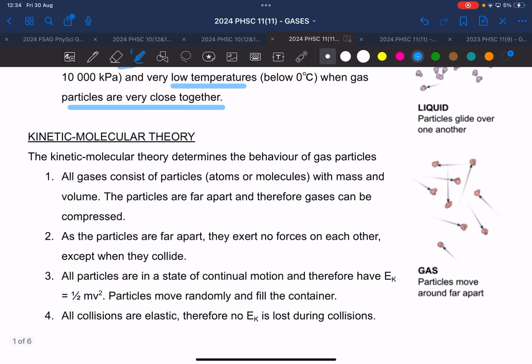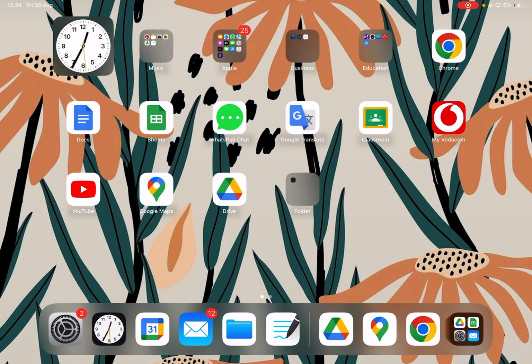Okay, so that is linked with the next one, the kinetic molecular theory. Kinetic means moving. Molecular, molecules. Theory. The kinetic molecular theory determines the following. They say that all gas particles have mass and volume, and because the particles are far apart, they can be compressed.